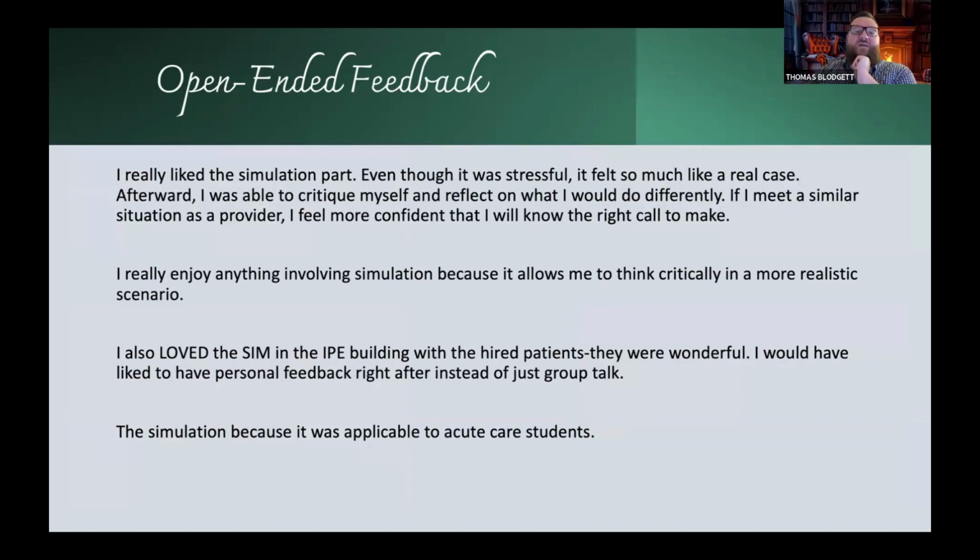So some of the open-ended feedback, there were, obviously, you can imagine, pluses and minuses. The students really liked the simulation. It was stressful, but they were able to use some critical thinking and develop some confidence. They really liked the hired actors because it felt very real. And the simulation was applicable even to the acute care students, which has been a thorn in the side of these experiences in the past for the course, is that they all felt very primary care focused. But these acute care students liked it as well.